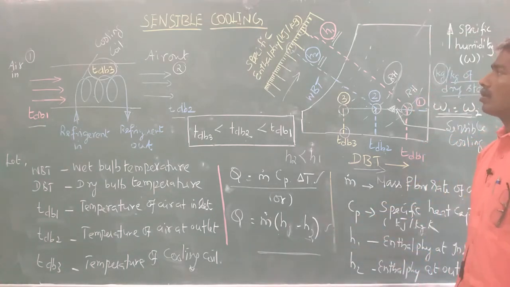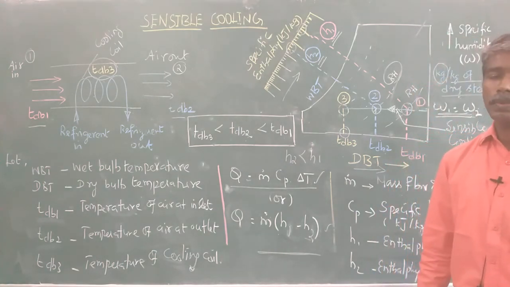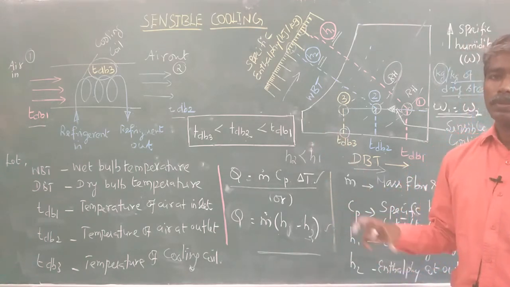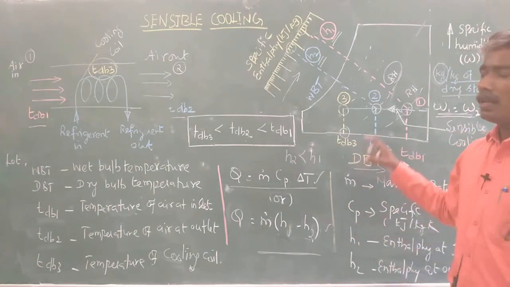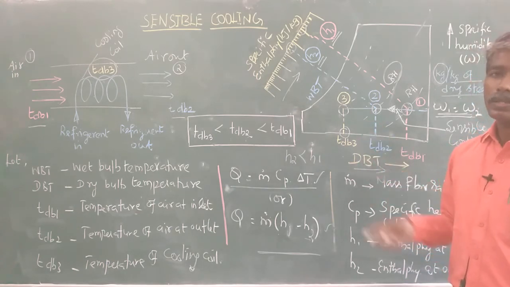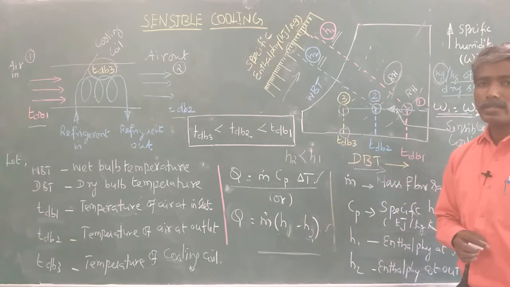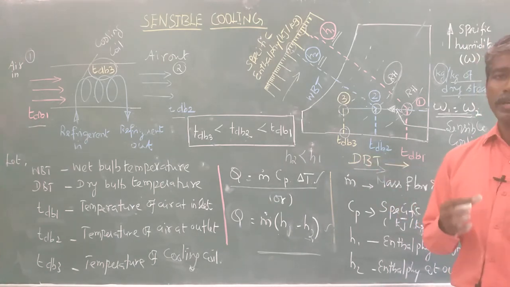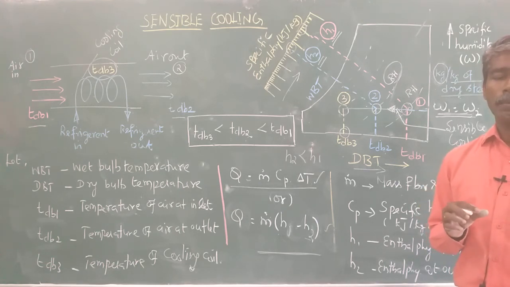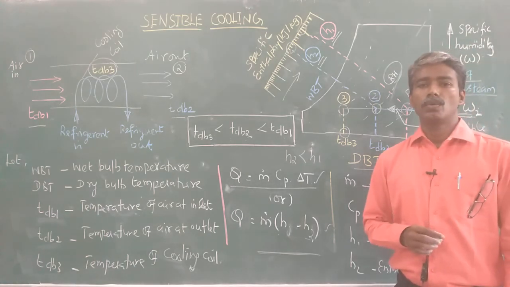So in this class we have seen sensible cooling, explained with the help of a schematic diagram, as well as how to mark the points and how to obtain the enthalpy from the psychrometric chart. The main objective of sensible cooling is to reduce the temperature of the given air without changing the moisture content. That is the main thing. So that's all about sensible cooling. Thank you.